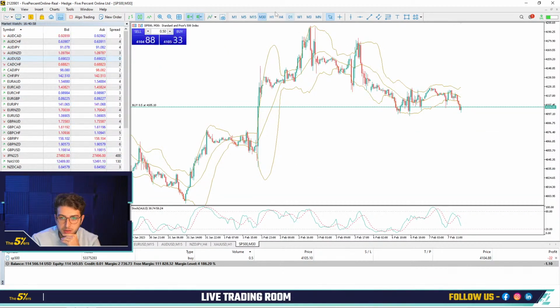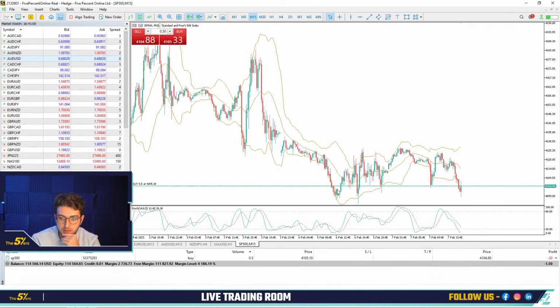What about the S&P? Nothing happens. The market is still reacting to this zone.